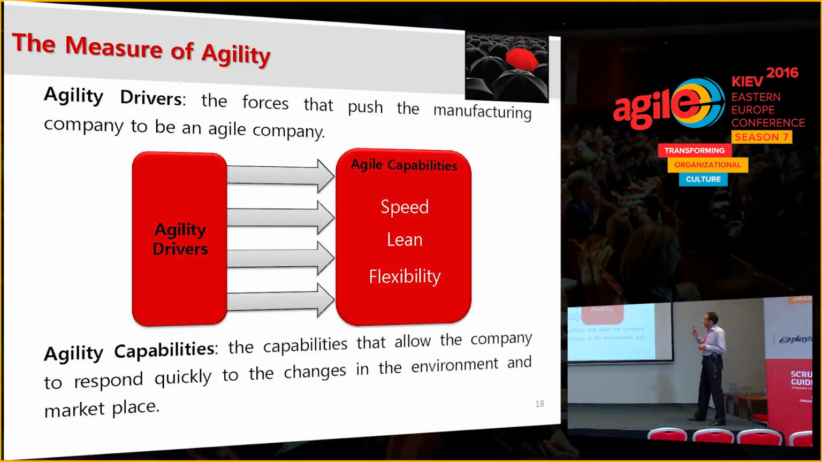So, the measure of agility. Here are the agility drivers, which I just mentioned in the last slides. These are the forces that push the company to be agile: what's happening surrounding the company, in the market, in the customer demands. And the capabilities: how this company is able to change. Do they have the right tools, the right strategy, the right person to change or not? So these are the two most important things, the capabilities and the drivers, to measure the agility in any company.